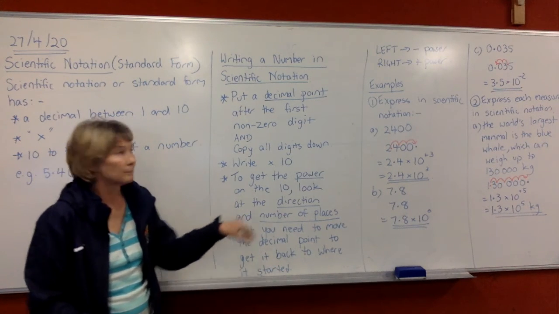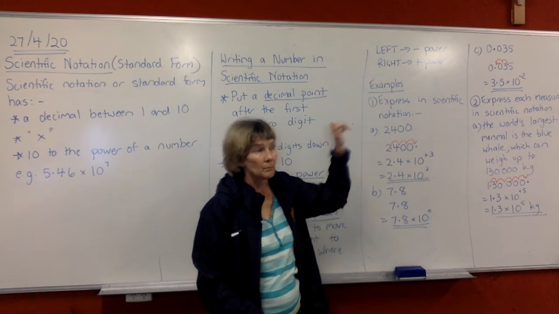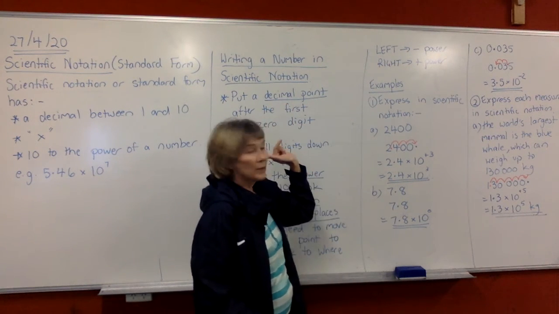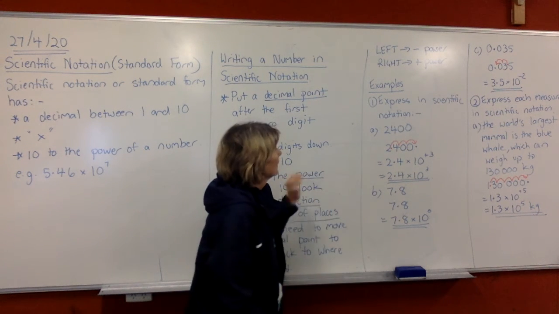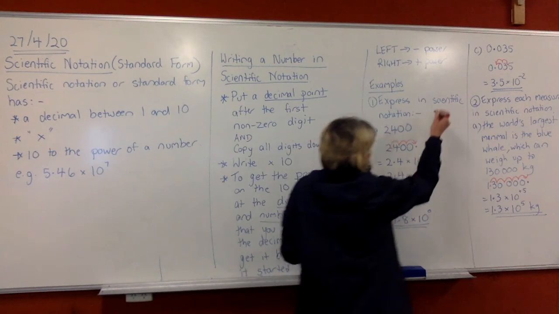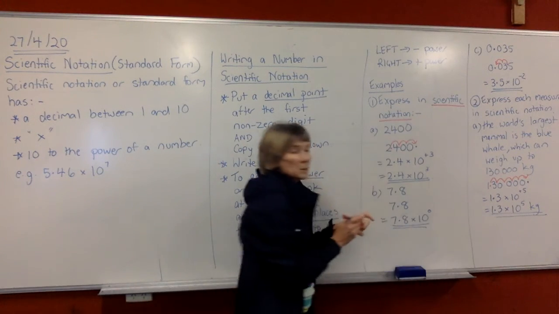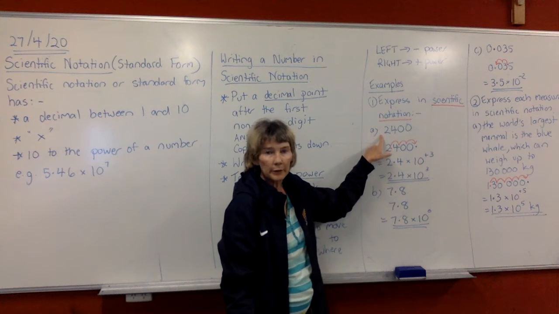That bit's important. So if we are going to the left, it'll be a negative power, going that way. If we are moving the decimal point to the right, it's going to be a positive power. Okay, so in these questions here, we're expressing in scientific notation. So here's our first number, 2400.